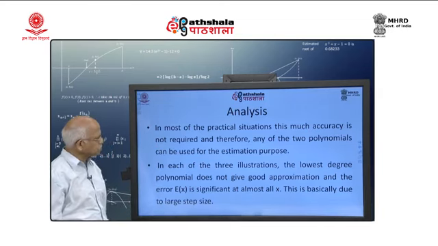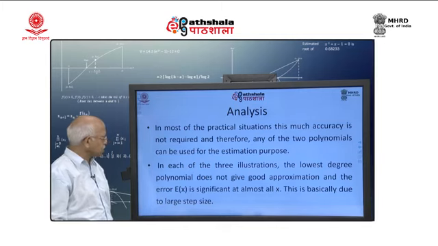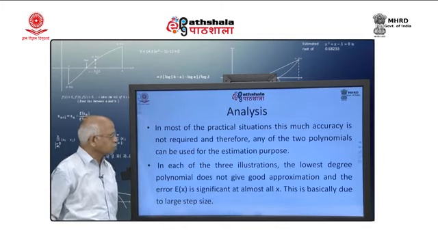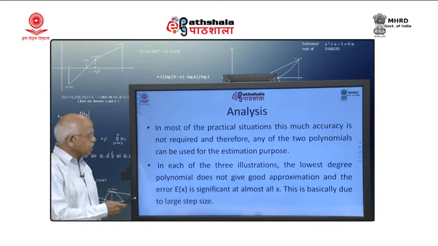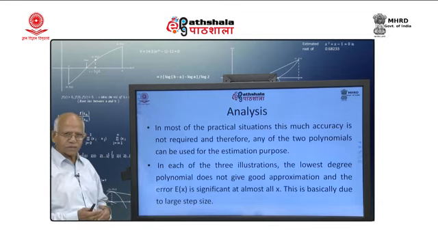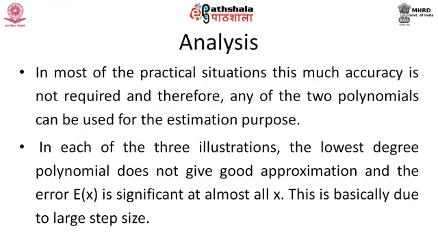In each of the 3 illustrations, the lowest degree polynomial does not give a good approximation, and the error E x is significant at almost all x. All the 3 examples illustrate that. So, it is better to go for a higher degree polynomial approximation. This is basically due to the large step size, because the step size becomes very large when you are taking a polynomial of degree less than 5.